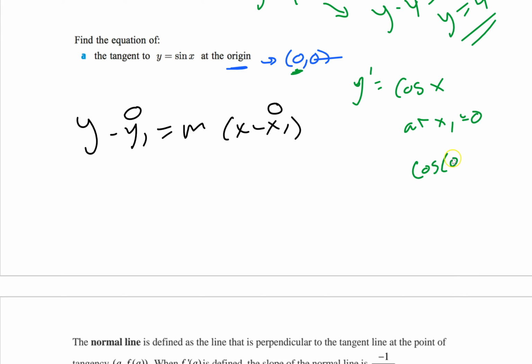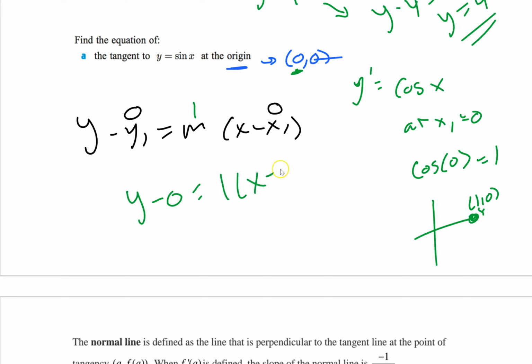Cosine of 0. You guys should all know what that is by now. 0 is right here: 1, 0. Sine is y, cosine is x. So this is just going to be 1. I get y minus 0 equals 1 times x minus 0. Also known, if you simplify that, as y equals 1.